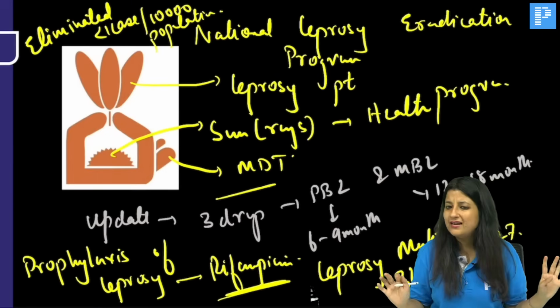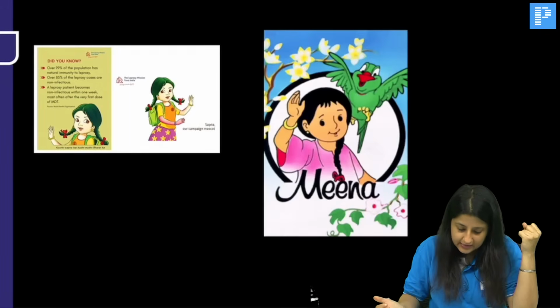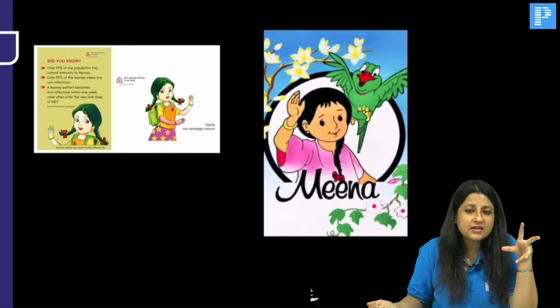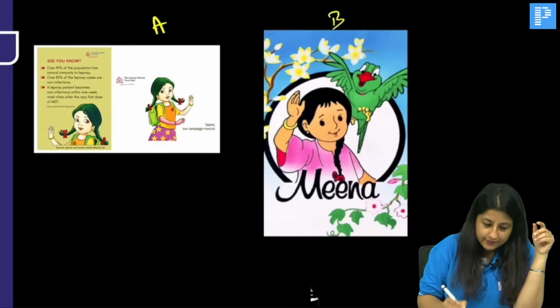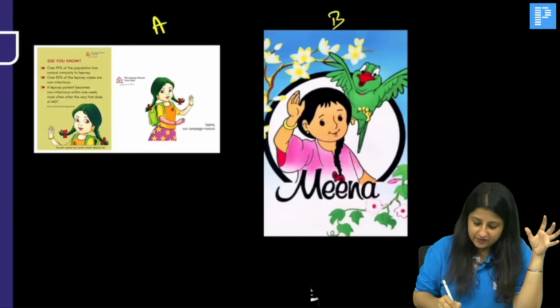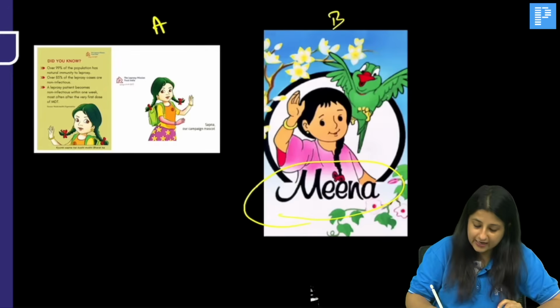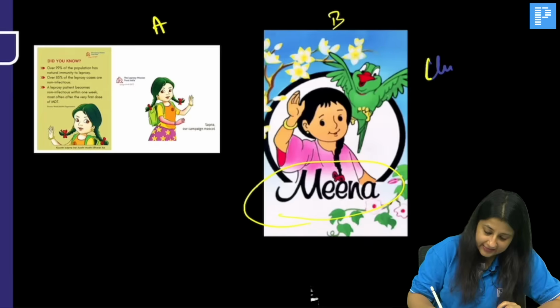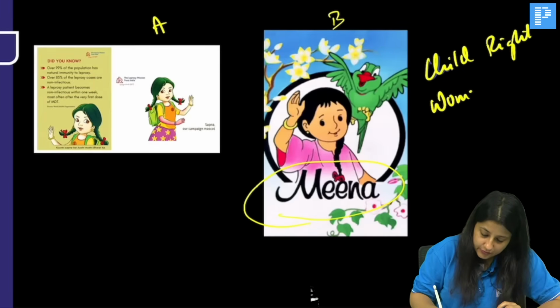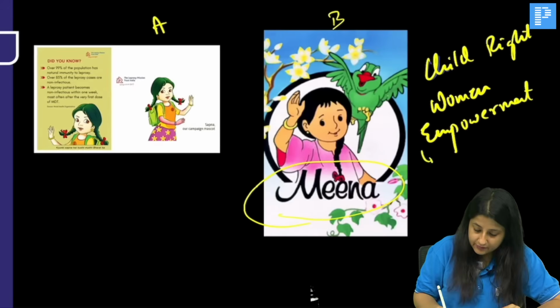So you can go through the LRRs also where this has been discussed, but in leprosy you have two more important images. Now what is this? Which image is of leprosy? A or B? Now, first came Meena. Meena is for women empowerment, for child's right. You could say child's right, you could say women empowerment. And this concept, everybody, was given by whom? This concept was given by UNICEF.